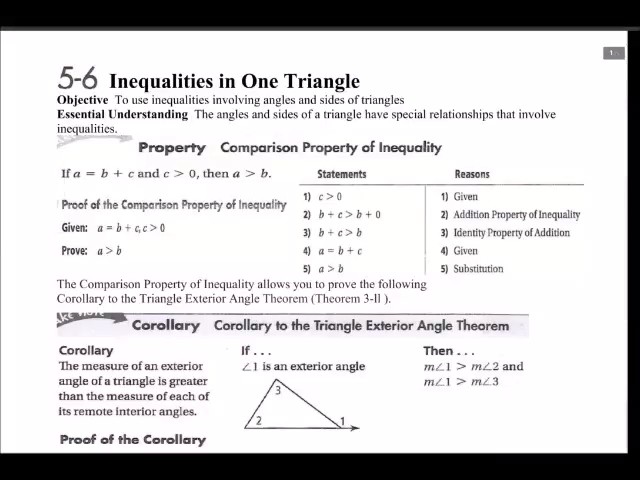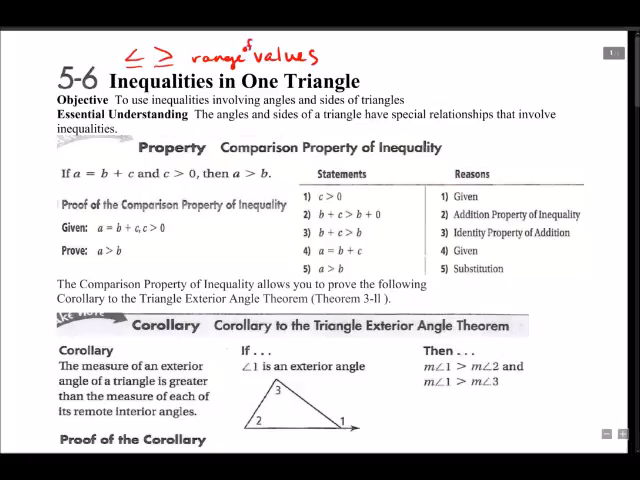5.6, inequalities in one triangle. Now, do you remember what inequalities are? Inequalities are things like less than, greater than, less than or equal to, greater than or equal to. Instead of saying that x equals 3, we say that x is greater than 3, or x is greater than or equal to 3. Inequalities simply give us a range of values instead of a single value.